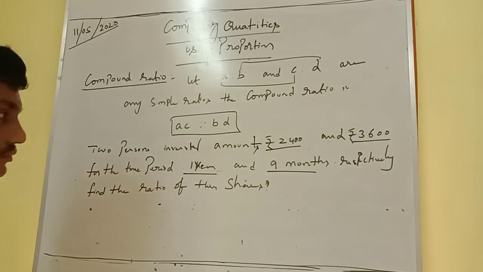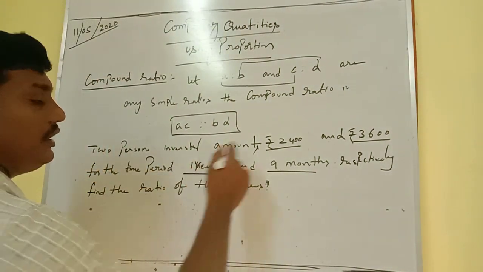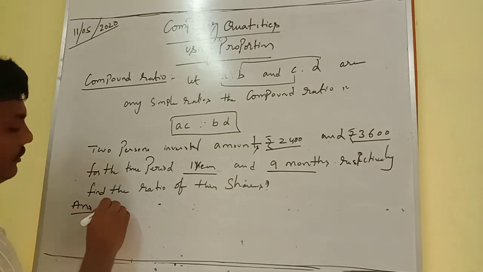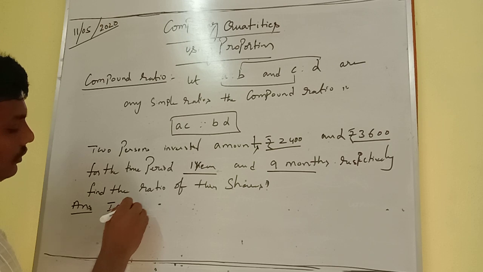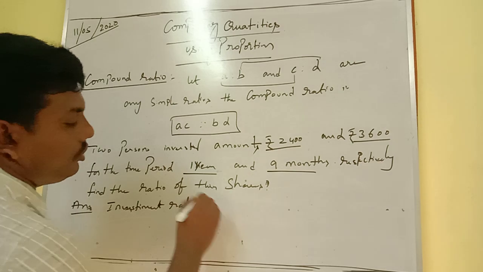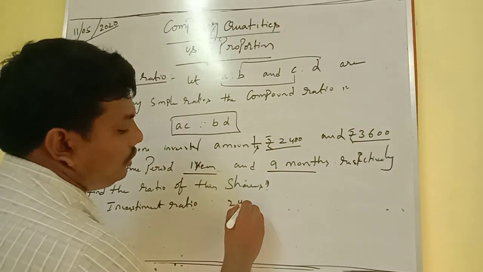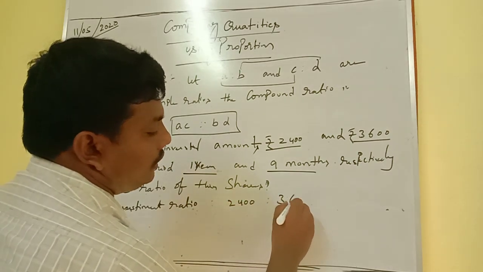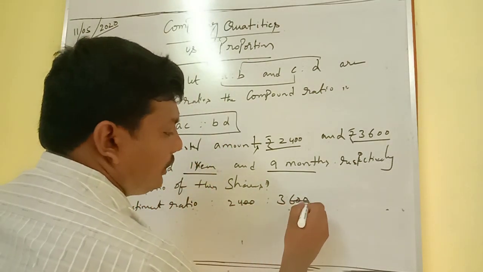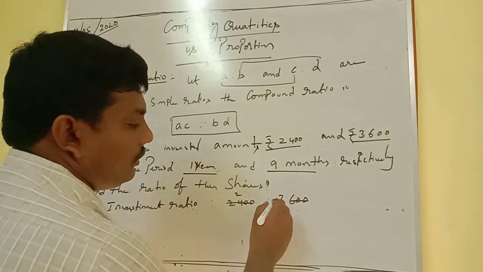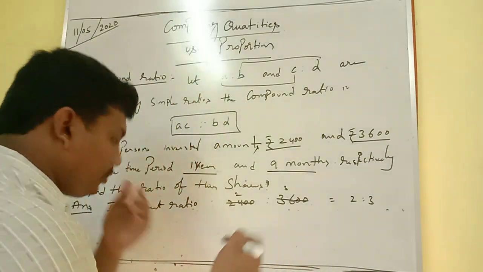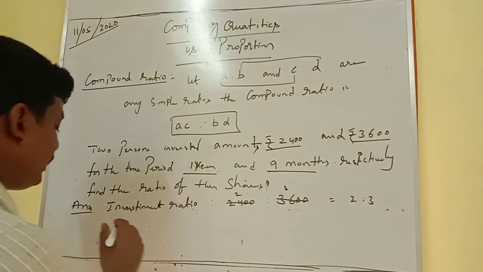Let me check first the investment ratio. What is the investment ratio? It is 2,400 is to 3,600. The hundreds will cancel, and in the 12 table, 12 twos are 24 and 12 threes are 36, so they cancel. So the ratio is 2:3. Then we have to find the time period ratio.